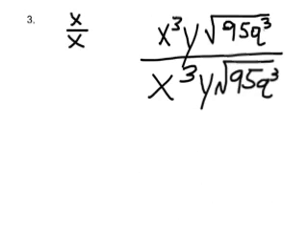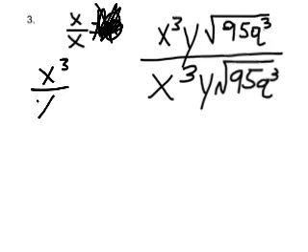Number 3. Another thing that drives me crazy is I'll see people taking something like x over x, and they'll put the answer as x. That is not right. Don't do that. Or they'll go x cubed over x cubed, and they'll say, oh, well, x cubed divided by x cubed, that must be x. No, it's not.